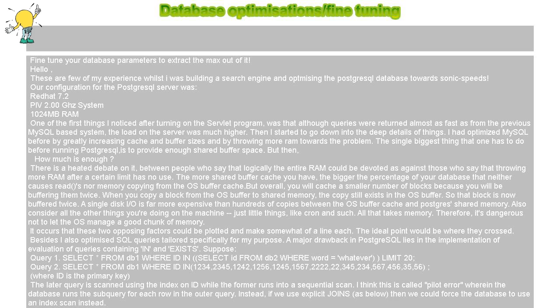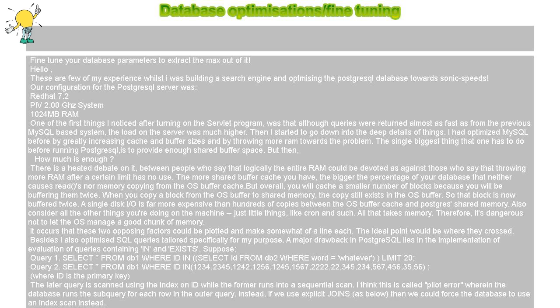Besides, I also optimized SQL queries tailored specifically for my purpose. A major drawback in PostgreSQL lies in the implementation of evaluation of queries containing 'in' and 'exists'.